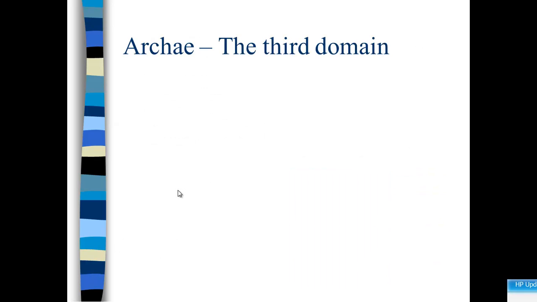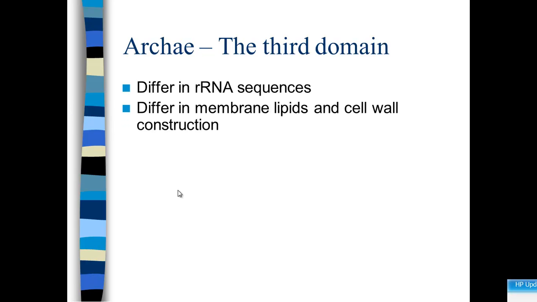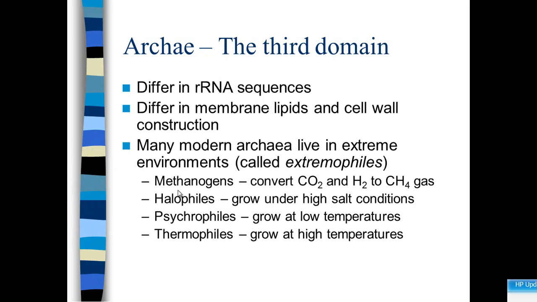Okay. Archaea. This is the third domain. Archaea differ in ribosomal RNA sequences. That's how they were initially identified as being very unique from bacteria. Their membrane lipids are different, and their cell wall construction looks more like eukaryotic cells. And we find them in extreme environments. Many of them are extreme, some of them are not. And those that live in extreme environments are called extremophiles.